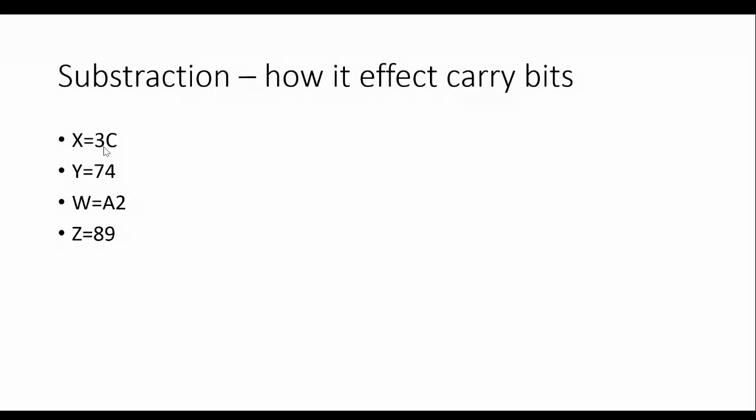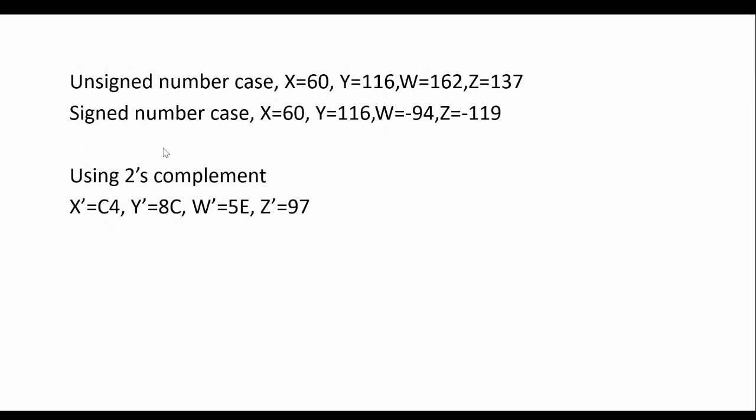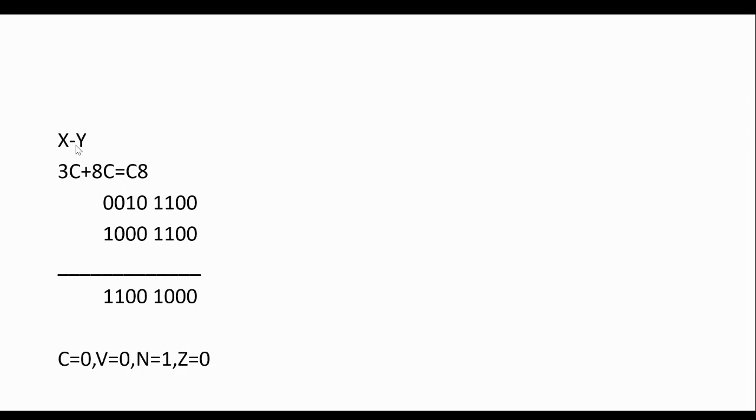Okay, so let's assume that we have these 4 bytes. We can convert a subtraction into addition by using a 2's complement. Now this is the 2's complement value when we convert from the original value, the 2's complement for x, y, w, and z. Now let's take this w minus y, you get w plus the 2's complement of y, you get 3C plus 8C. The answer is C8. You get this answer.